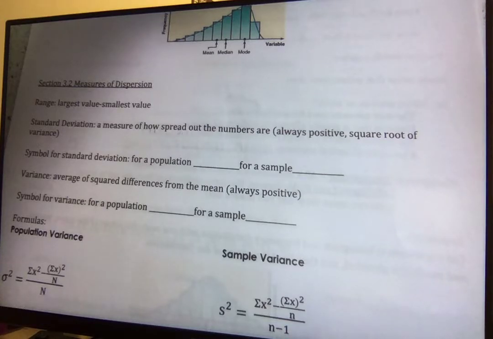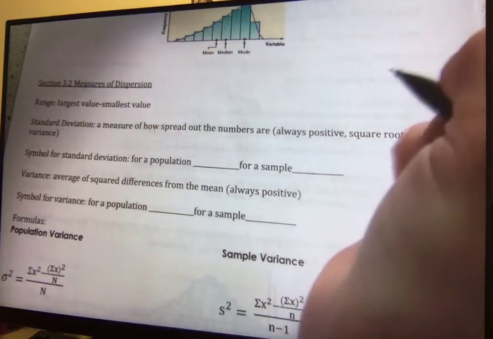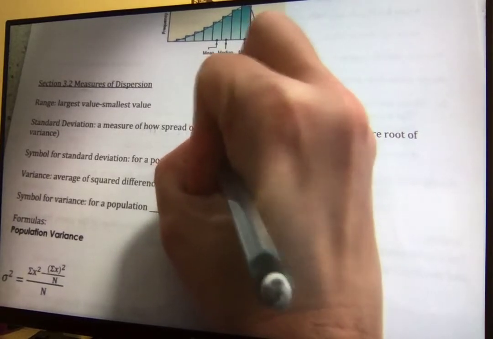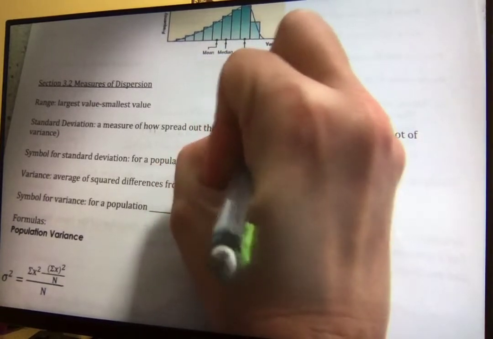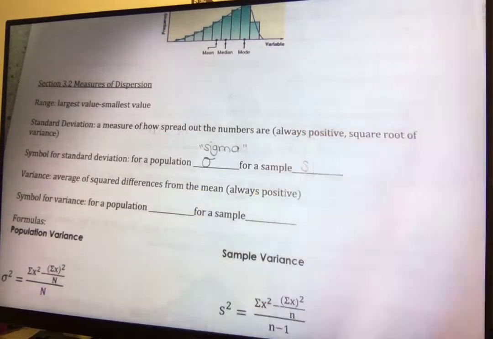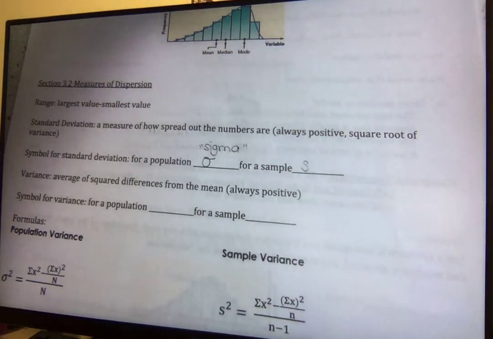So for standard deviation, we have some symbols, so that way we don't have to write standard deviation every time. For a population, it looks like this, and it's what's called sigma. Lowercase sigma, by the way. Remember, uppercase sigma is the sum. It's kind of like a 0 with a hat. And then for sample, this one's easier, just an S. Again, those Greek letters coming into play.